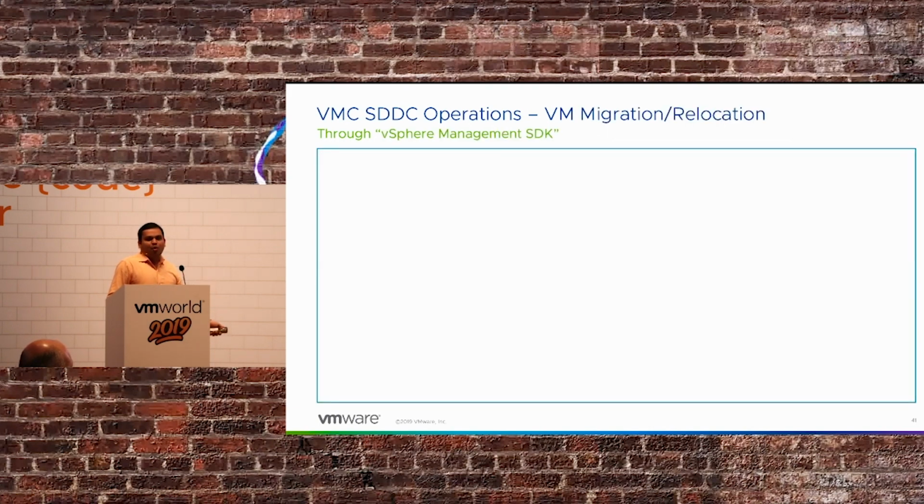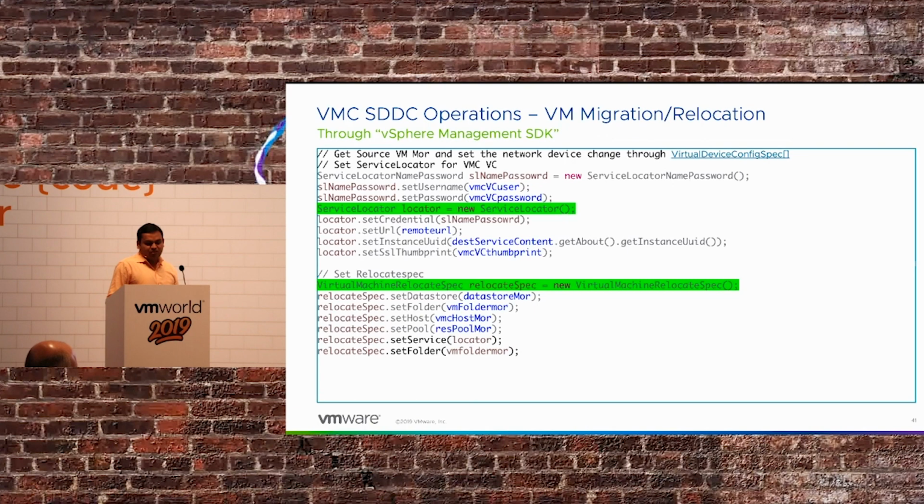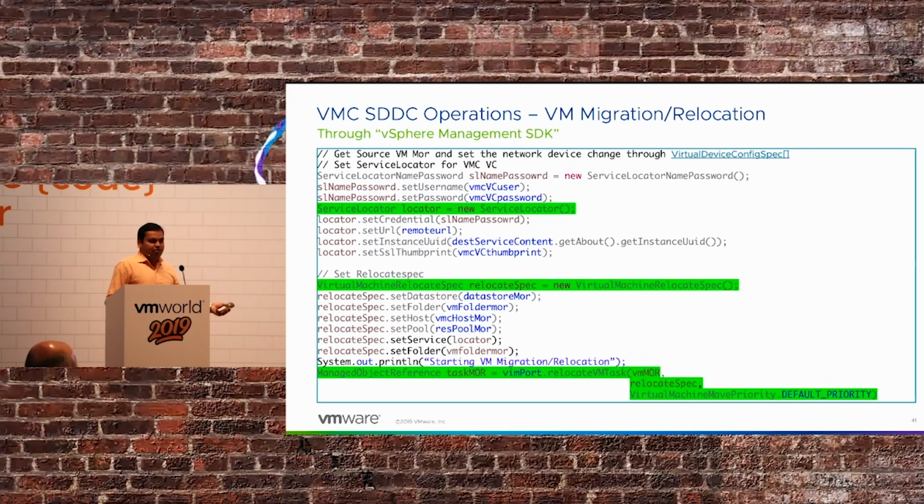So how do we do the same operation using the vSphere Management SDK, right? We will get the reference for the source virtual machine, networks, service locator, and all of the details that are needed to do the migration. Construct the relocate spec by passing in all these details, and then eventually invoke the relocate VM task API by passing in all these details. Again, it returns a task reference, which you can monitor to know the progress of the task.